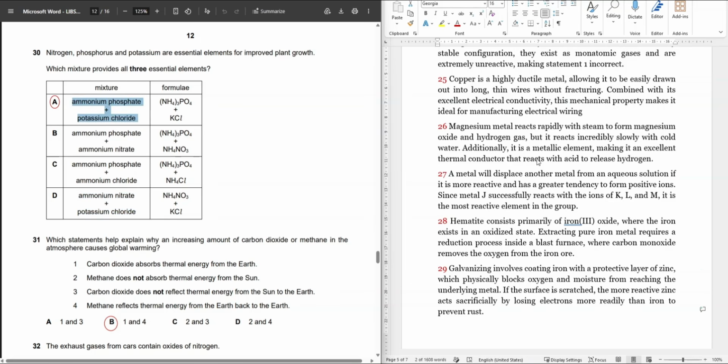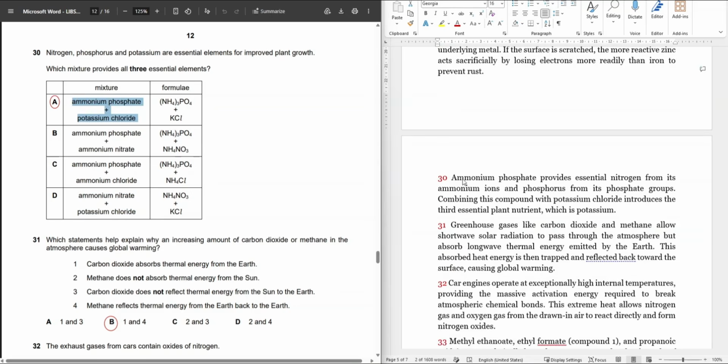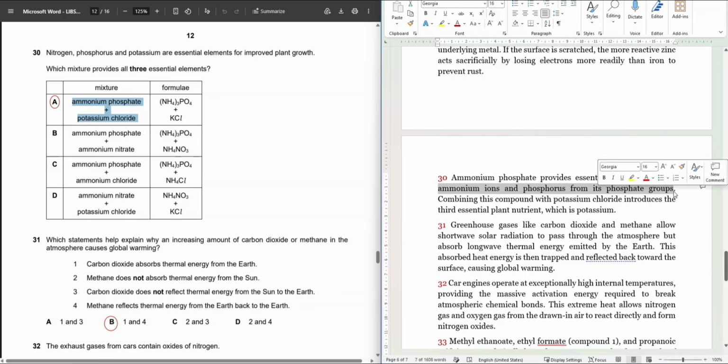Option A. The explanation is that ammonium phosphate provides essential nitrogen from its ammonium ions and phosphorus from its phosphate groups. Combining this compound with potassium chloride introduces the third essential plant nutrient, which is potassium.